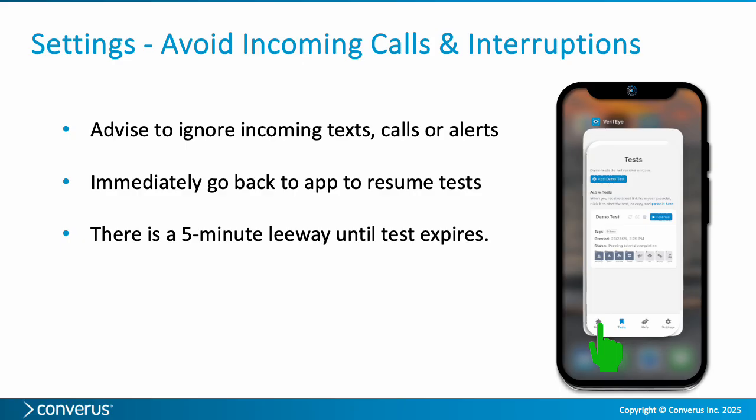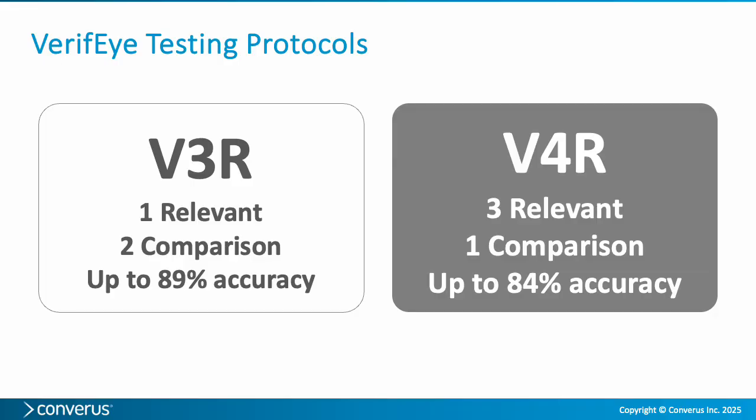If the examinee is not aware of the 5-minute grace period, they may become frustrated when attempting to resume a test after 5 minutes. With VerifEye, there are 2 testing protocols. The V3R allows 1 relevant and 2 comparison questions and is well suited for single-issue testing. Accuracy in lab studies was as high as 89% under optimal test conditions. The V4R allows 3 relevant and 1 comparison question, which is well suited for screening tests. Accuracy in lab studies was as high as 84% under optimal conditions.